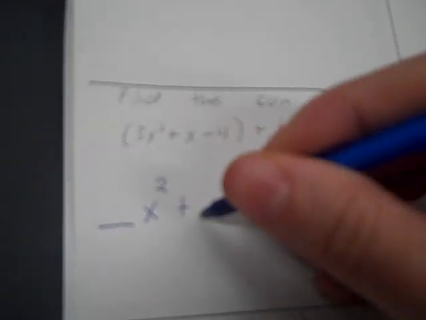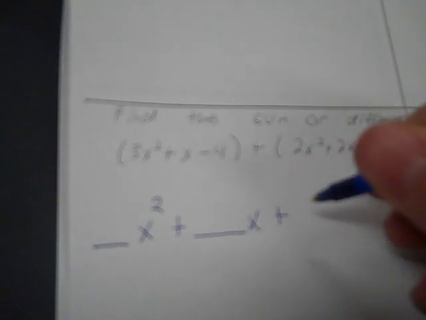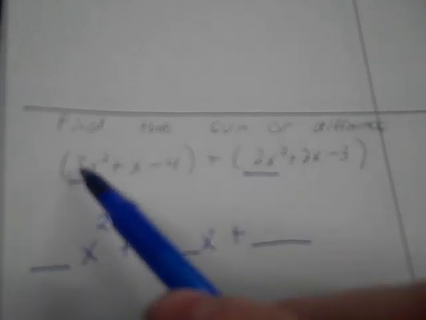Okay, so in this right here, x is the variable. So I have x to the second, x to the first, x to the second, x to the first. So x to the second appears to be the highest exponent. Plus blank x plus blank. So for x to the second, in the first polynomial, I have 3x to the second. And then in the second polynomial, I have 2. So those are like terms. So 3 plus 2, that's easy, that's 5.